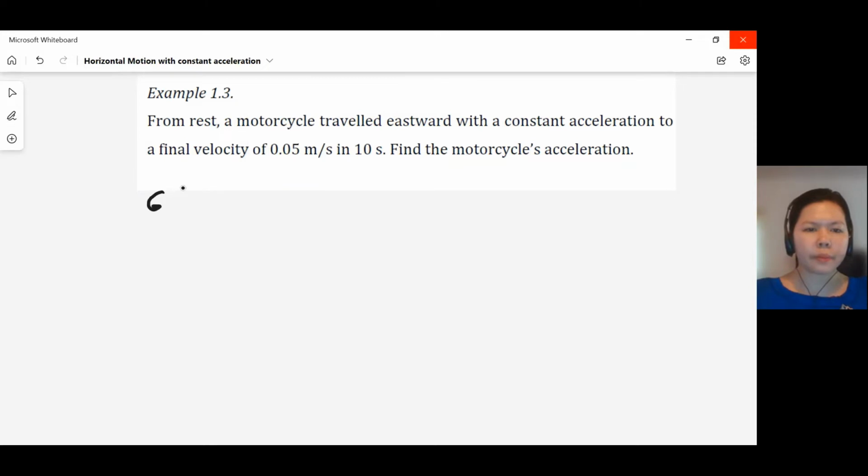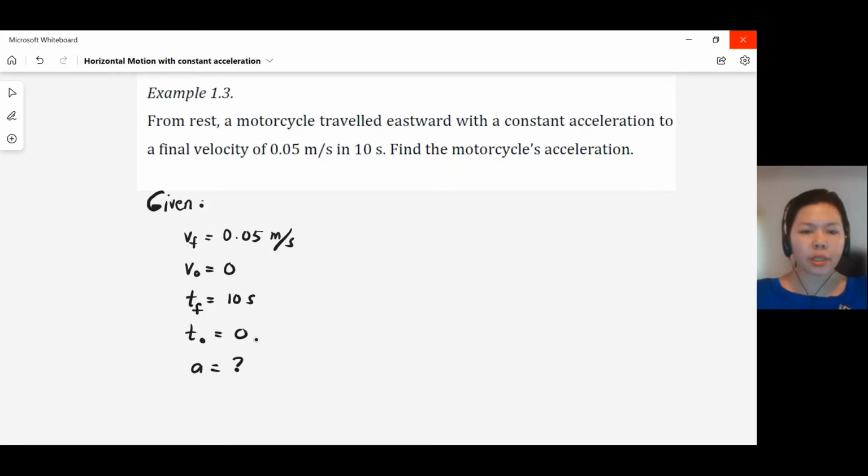The givens are: we have 0.05 meter per second, and it is a final velocity. V sub f is 0.05 meter per second. Since the initial velocity is not given, it is assumed that it's 0. And the time interval is 10 seconds. That's the t final, 10 seconds. And t naught is 0.